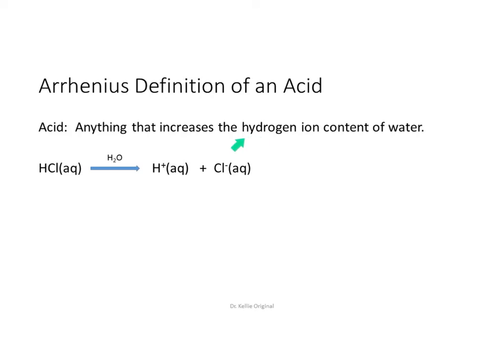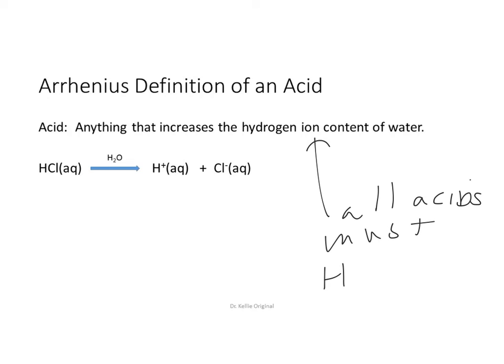That means that acids have to have what? If they're going to increase the hydrogen ion content of water, all acids must have hydrogen, right? In order to be an Arrhenius acid, you have to have a hydrogen. Not only that, but that hydrogen has to be capable of leaving the molecule. Therefore, your clue that something is an acid, when you're looking at a compound and just trying to decide whether it's an acid or not, is that hydrogen is generally the first element listed.